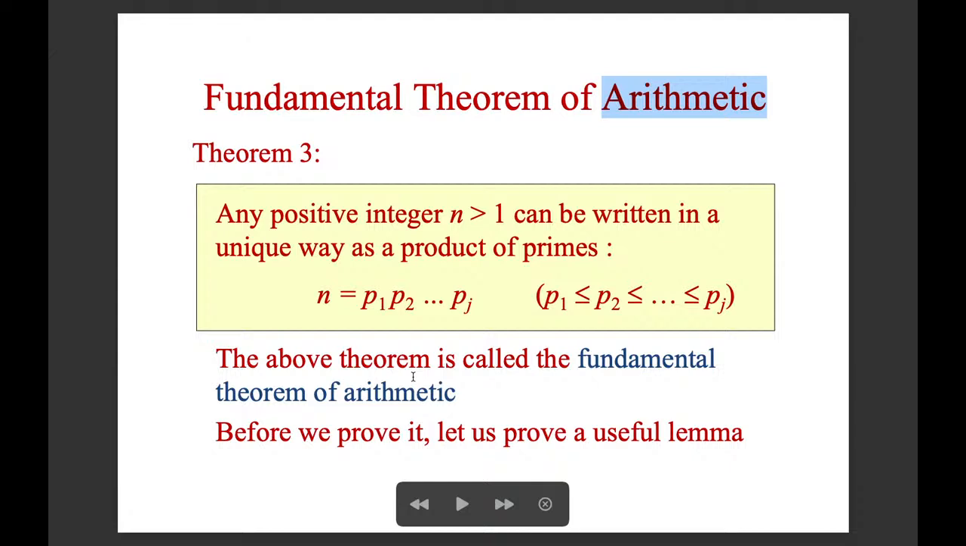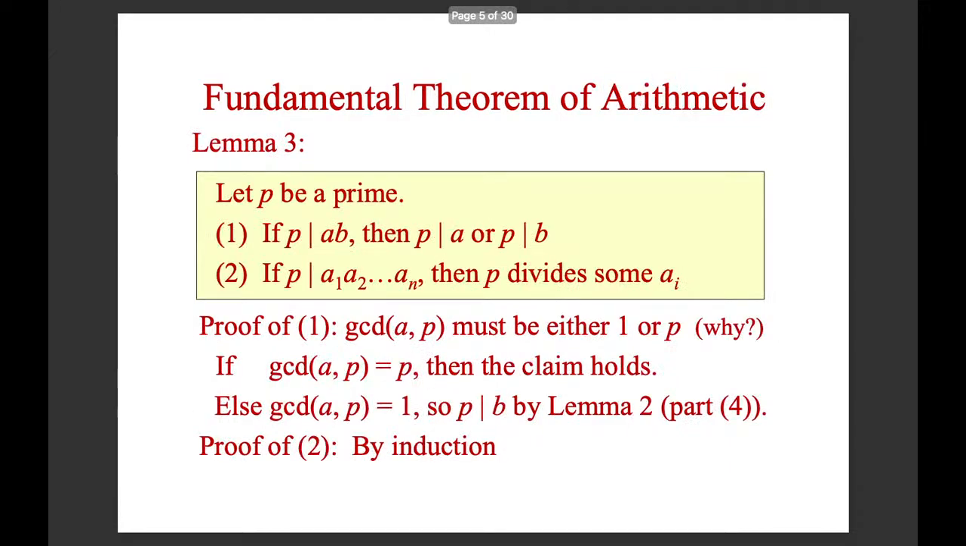So why is it correct? In order to prove this, we have some useful lemma. This is the lemma that we are claiming. Suppose that P is a prime. If P divides A times B, then either P divides A or P divides B. Now this is easily shown. The reason is that the greatest common divisor of A and P must either be 1 or P.